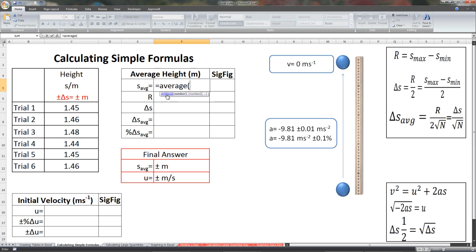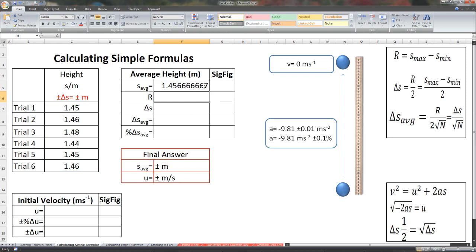Now, if you look here, it tells me this is the average function. And then it asks me for the numbers, the 2 numbers, or the multiple numbers that I'm going to use. Now, I can either click individually, or I can actually just highlight the range. And if you see here, it gives me the format of cell C7 through C12. And so I want to know what's the average of those numbers. And it spits out the average.